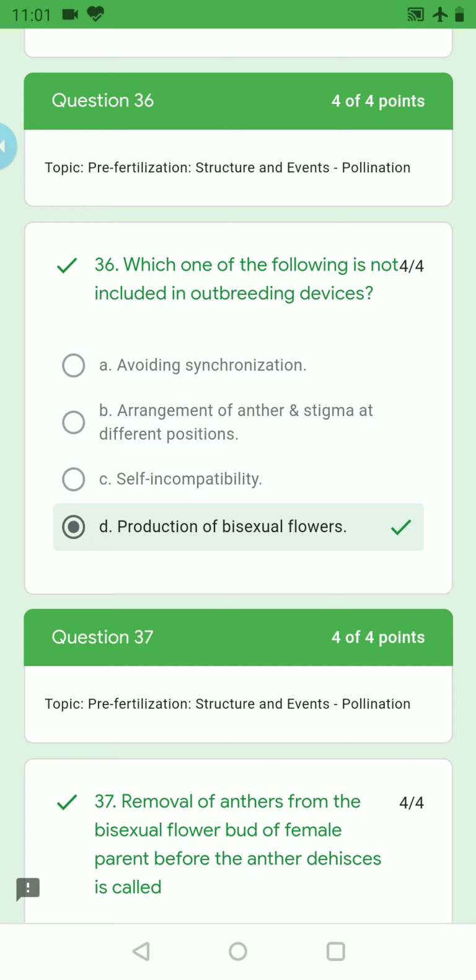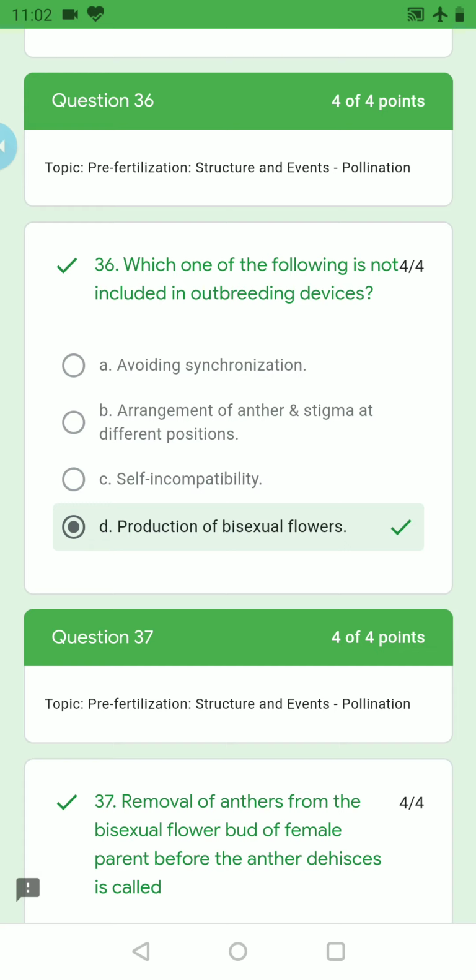Next question. Which of the following is not included in outbreeding devices? This question is related to outbreeding devices, and one statement is not included, meaning not related. Avoiding synchronization: synchronization means both male and female reproductive structures become mature or develop at the same time. If they avoid it, there will be no possibility of autogamy, so surely they have to undergo xenogamy.